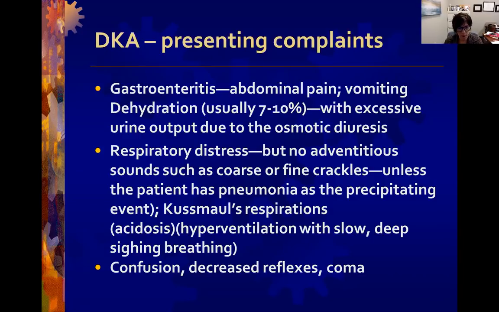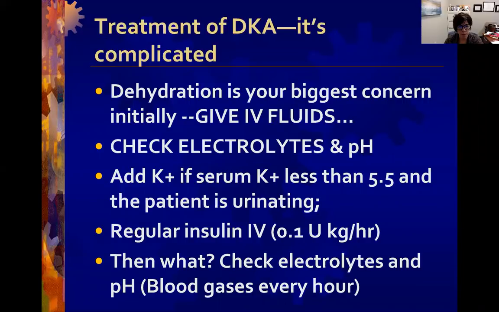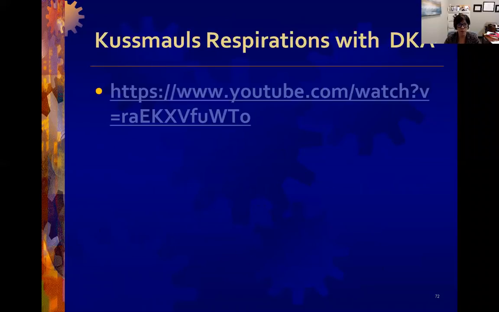So again, DKA usually abdominal pain. I went through this already, and again, no insulin is on board at all. So dehydration is your biggest concern. You want to give IV fluids. Check your electrolytes and your pH. If potassium is less than 5.5 and the patient is urinating, you want to give regular insulin. Check electrolytes and pH every hour. I'm giving you a little introduction on this. You're really going to get DKA in senior years, so don't get too crazy right now.